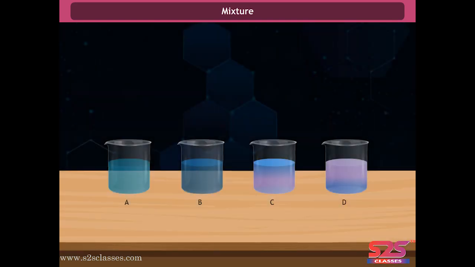Now observe all the beakers. We will observe that the beakers A and B have obtained a mixture with uniform composition throughout, and also the intensity of color of the solutions is different. Such a mixture is called a homogeneous mixture. This shows that a homogeneous mixture can have a variable composition.